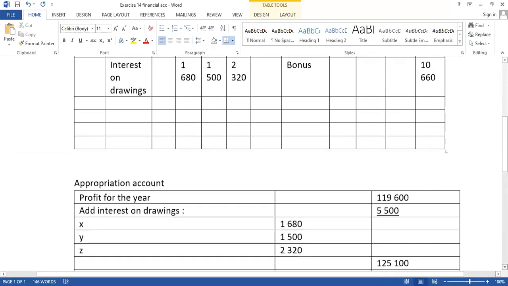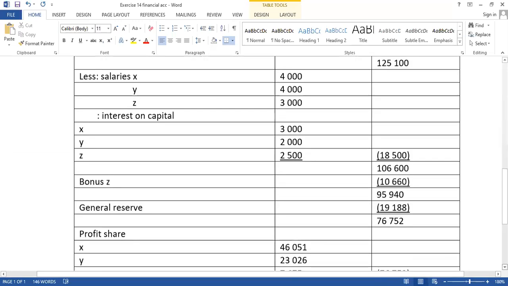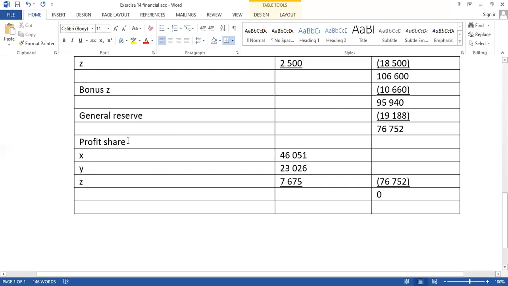So let's go back. Apart from bonus, we cannot record general reserve. General reserve has nothing to do with the partner, so you do not record it. That is for the business. We are only interested in information that has to do with the partners. You understand? Yes. Now the profit share has to do with the partners. You have to record profit share because they are the ones receiving.